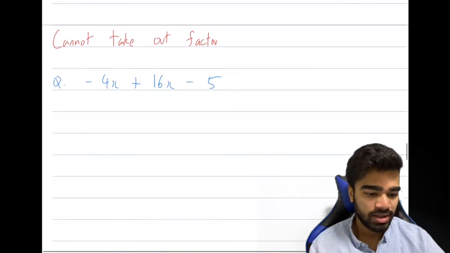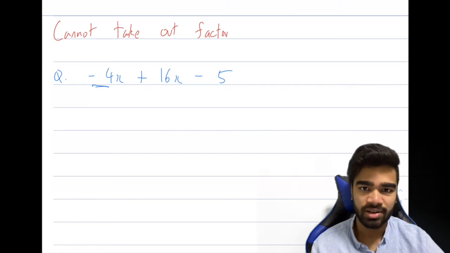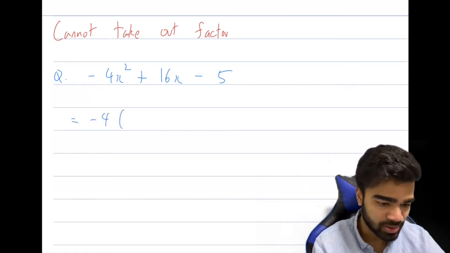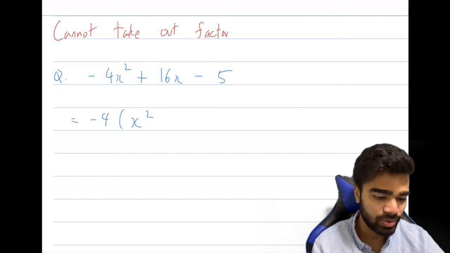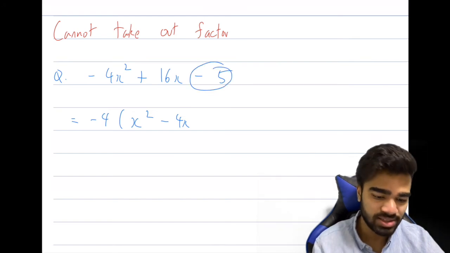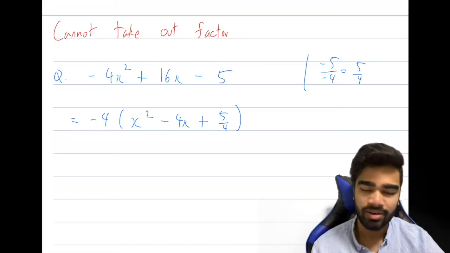Alright, let's look at this example because it's a little bit different, right? So again, we have a number which is negative 4. Let's try to take negative 4 out. Oh, this should be x squared, by the way. So negative 4x squared minus 4x. But hang on, if you take negative 4 out of this, what do you get? Well, you have to divide by negative 4. So negative 5 divided by negative 4, you're going to get positive 5 over 4, so plus 5 over 4, right? Which is annoying.